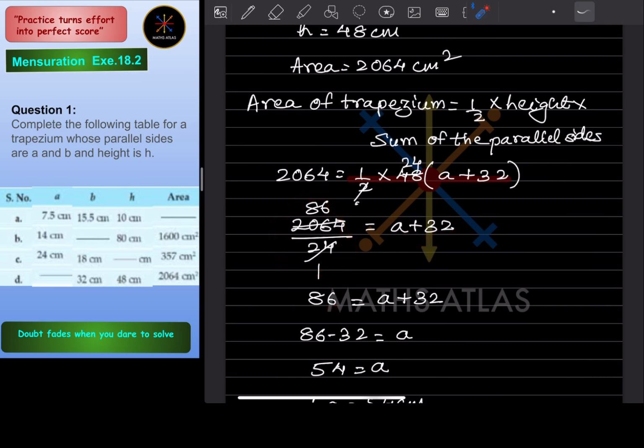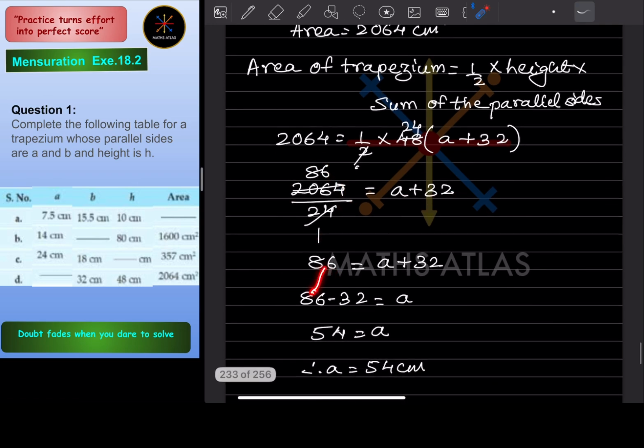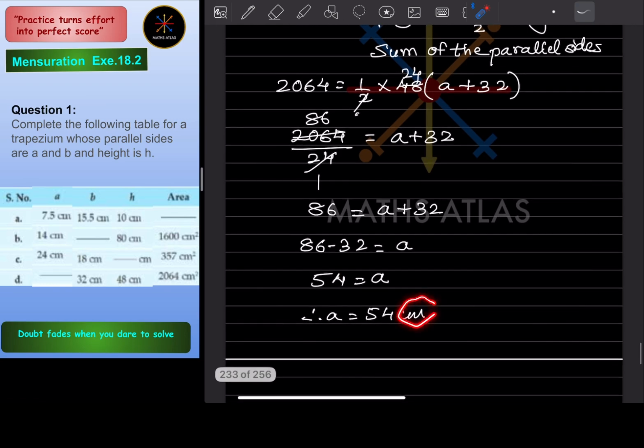This is going to be A plus 32. So this as it is, this will go on the other side. That is going to be 86 minus 32 is A. So this is going to be 54. So A is 54 centimeter.